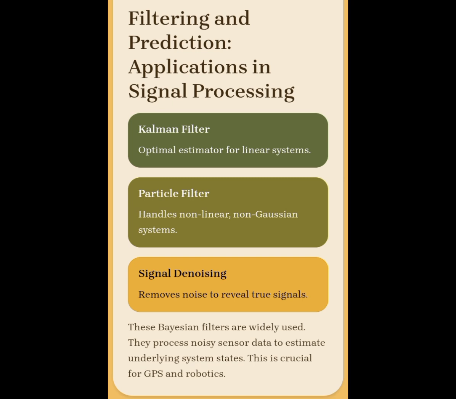Kalman filter: the optimal estimator for linear systems. Particle filter handles nonlinear, non-Gaussian systems. Signal denoising removes noise to reveal true signals. These Bayesian filters are widely used. They process noisy sensor data to estimate underlying system states. This is crucial for GPS and robotics.